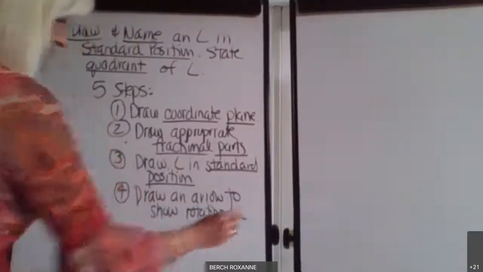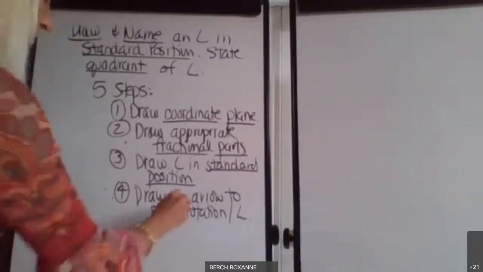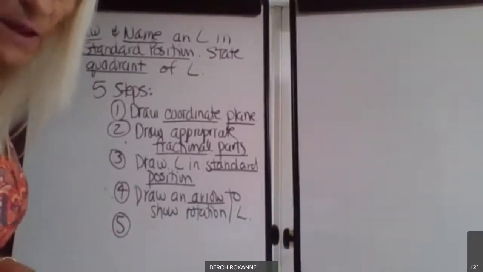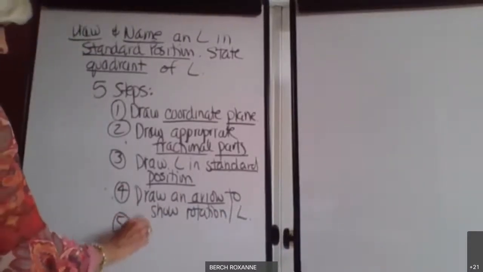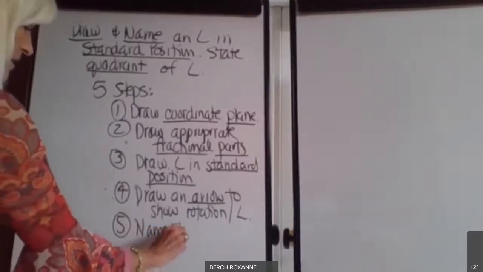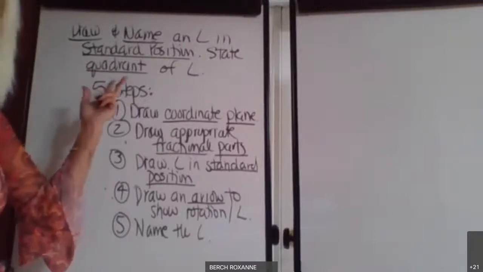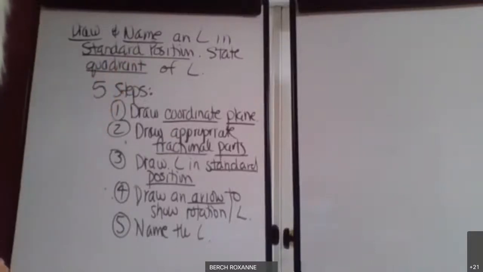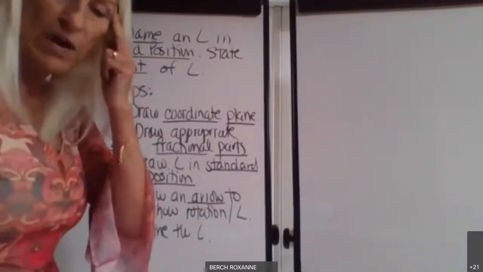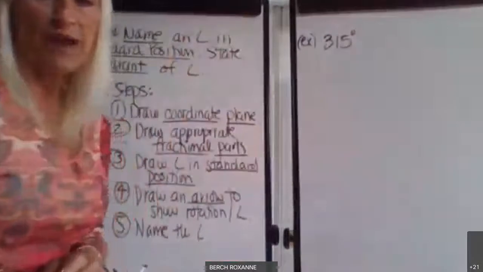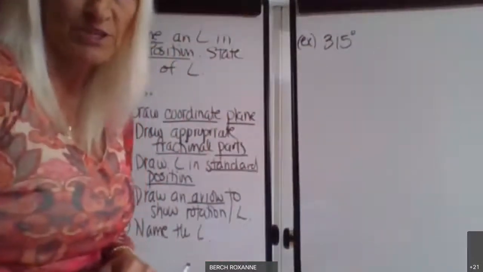Slash angle. And number 5, you're going to name the angle a Greek letter. And don't forget, you could say number 6 if you want, that you're going to have to state the quadrant. All right, now I'm going to start with degrees and then we'll move on. So if they ask you to draw a 350-degree angle, you cannot use a protractor.